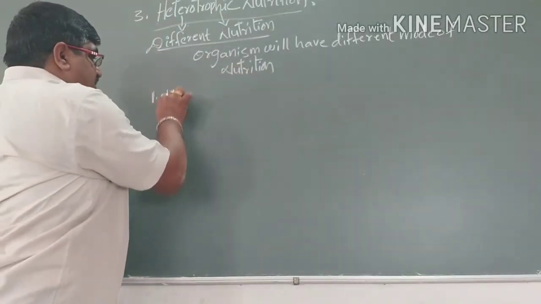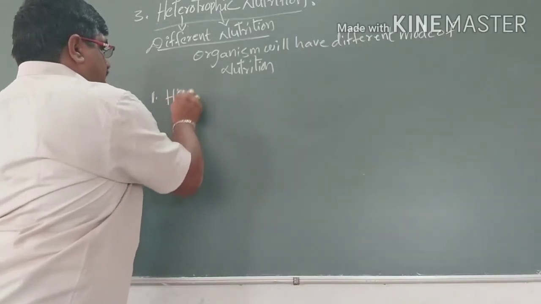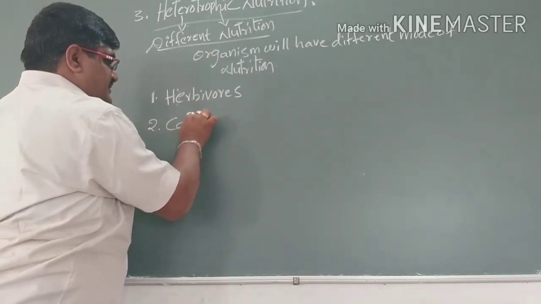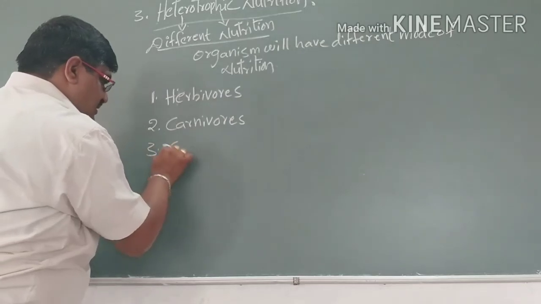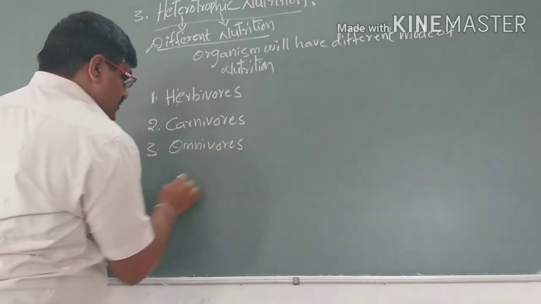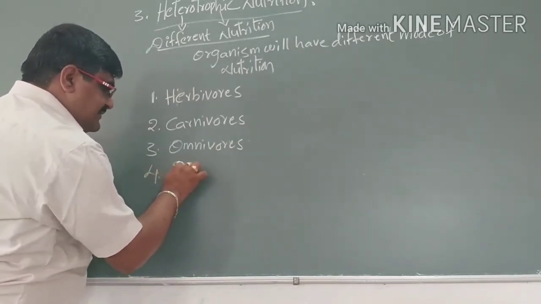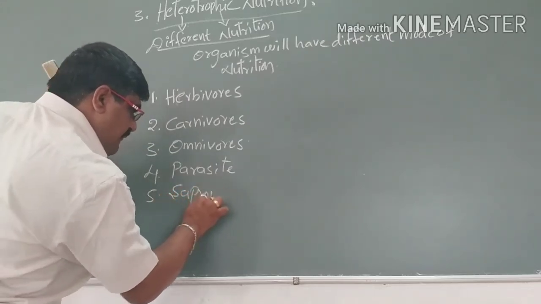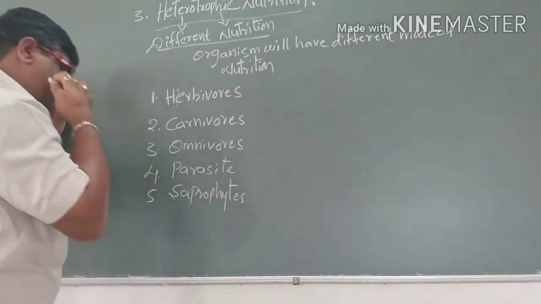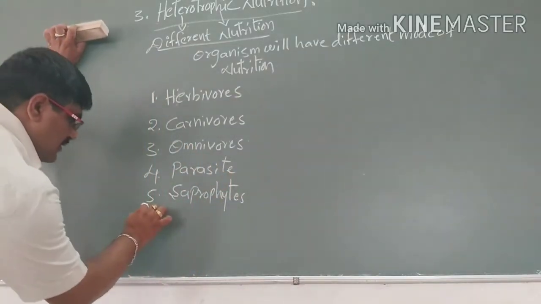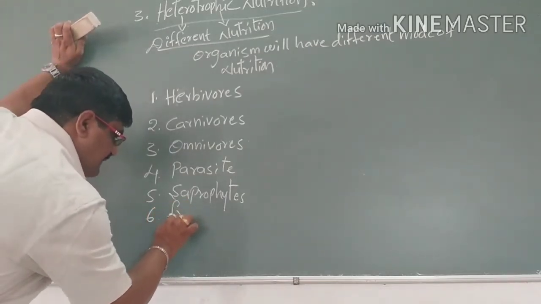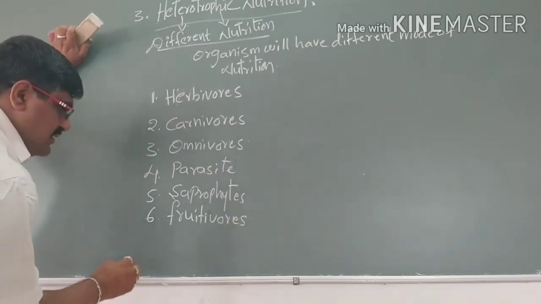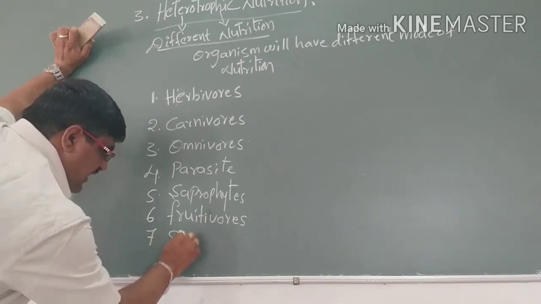The first one is herbivores. The second one is carnivores. The third one is omnivores. The fourth one is parasites. And the fifth one is saprophytes. Then frutivores, and sanguivores.